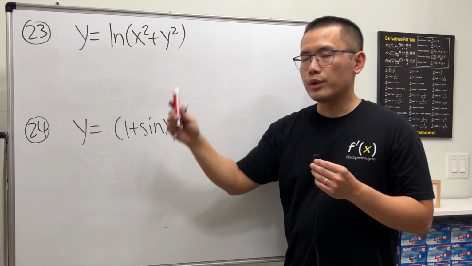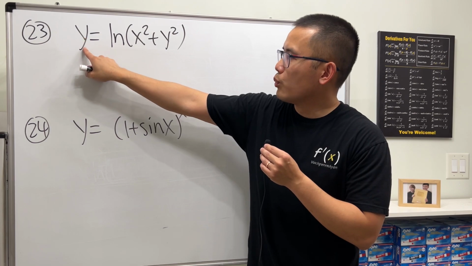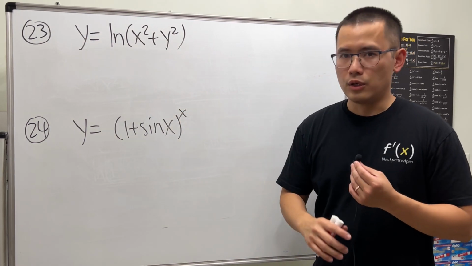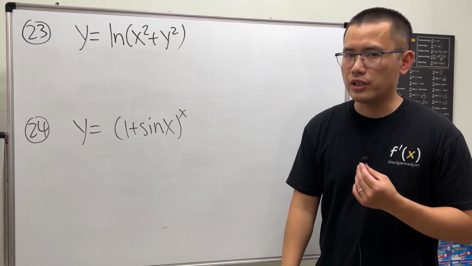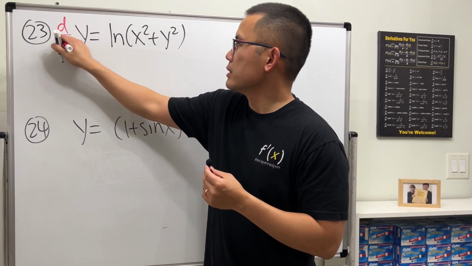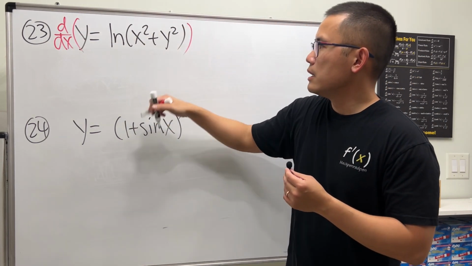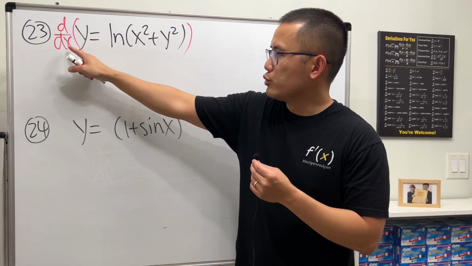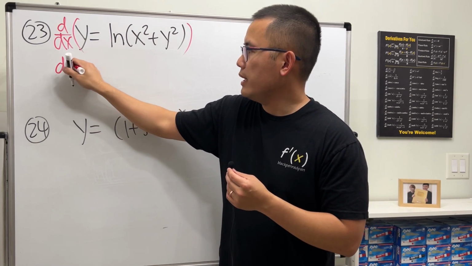All right, number 23. Have a look. We have the y here and also the y here. So we need to use implicit differentiation because the y is not isolated. Here we go. Put on d dx. The derivative of y with respect to x, that is the dy dx.